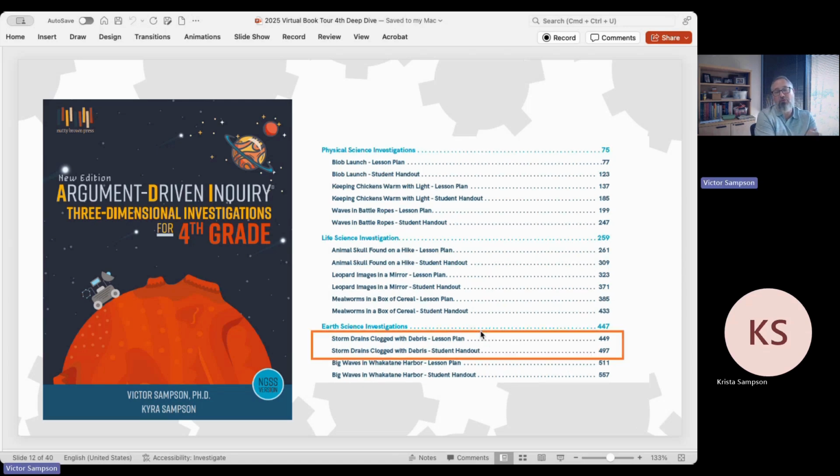So what I was thinking to do is go through one of the investigations from the NGSS book, step by step, so you can see how it works and get that deeper dive going on. So we're going to do one called Storm Drains Clogged with Debris for this one.